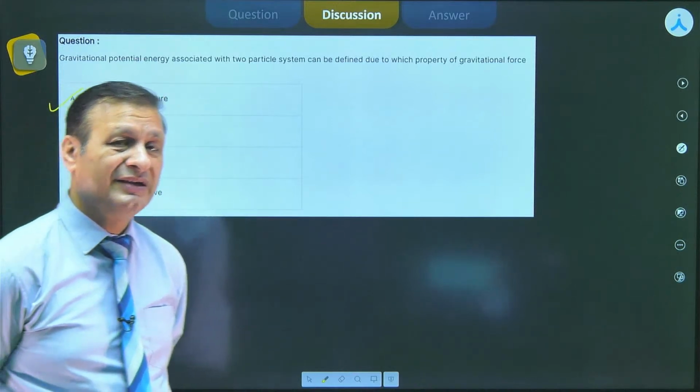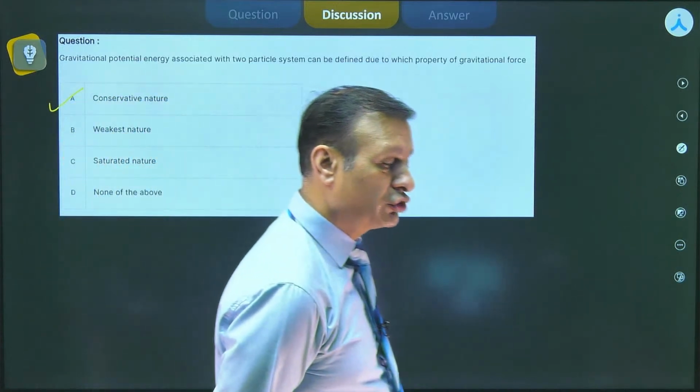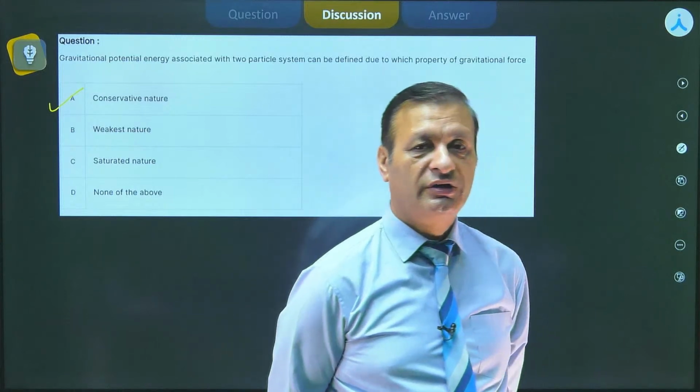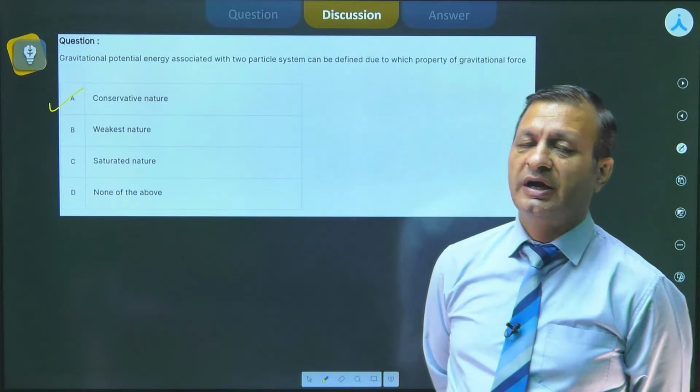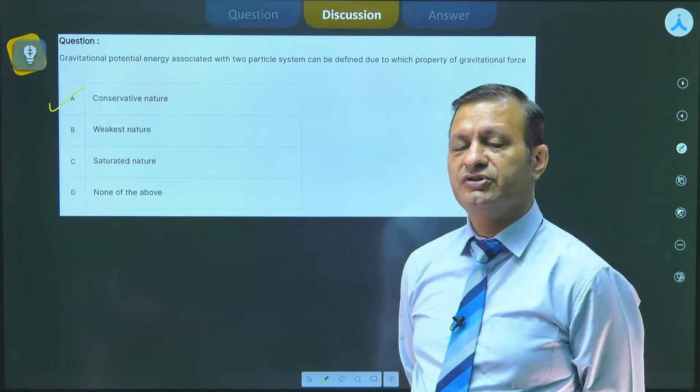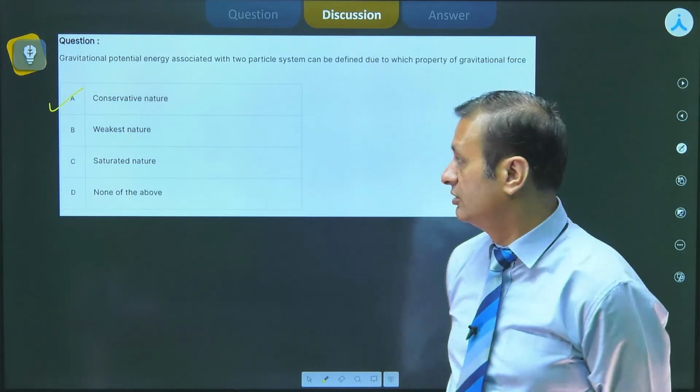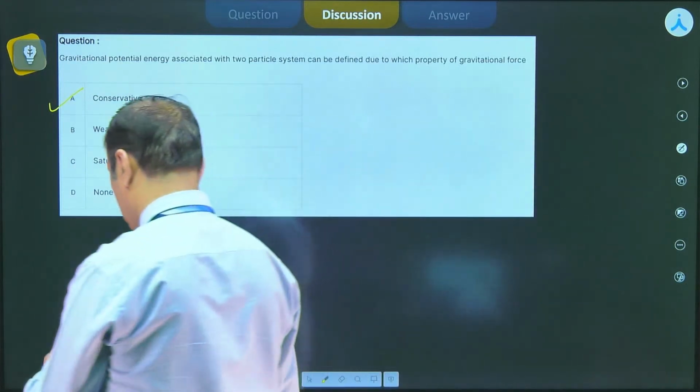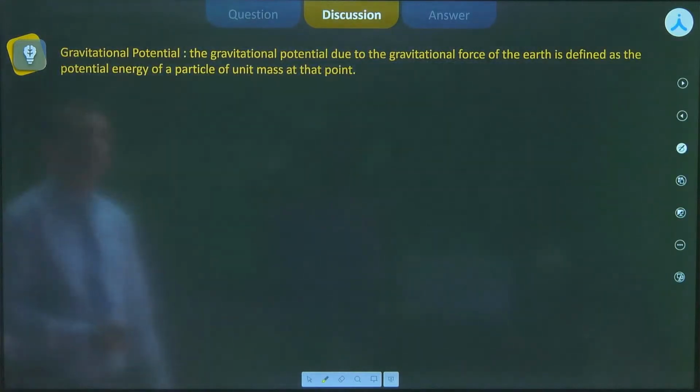Non-conservative forces are dissipative forces, frictional forces. Got it or not? In those forces, there is no question of potential energy. So this is clear to everyone.